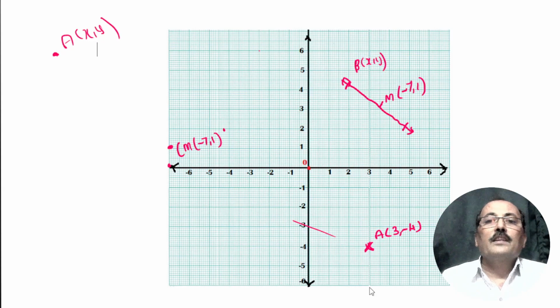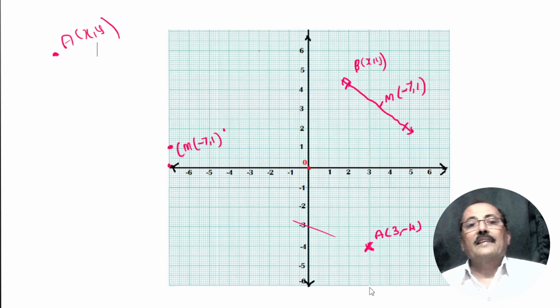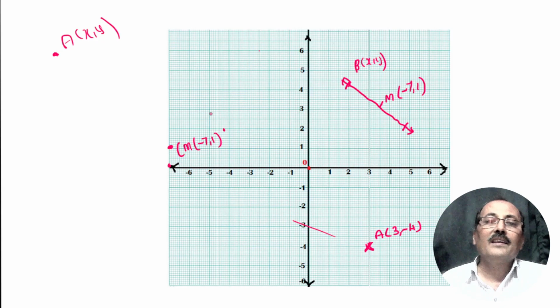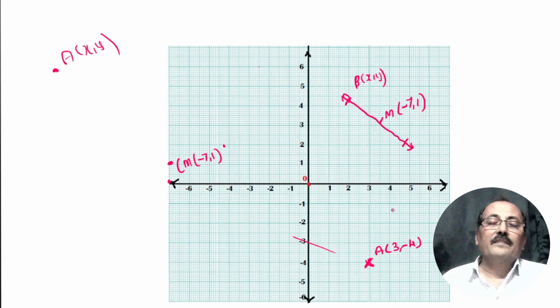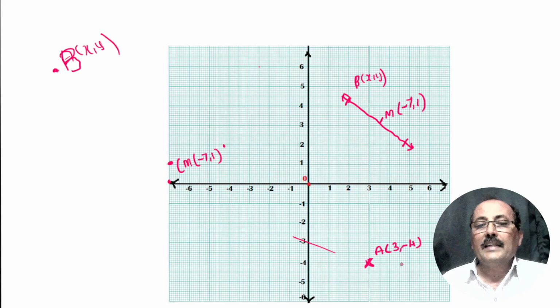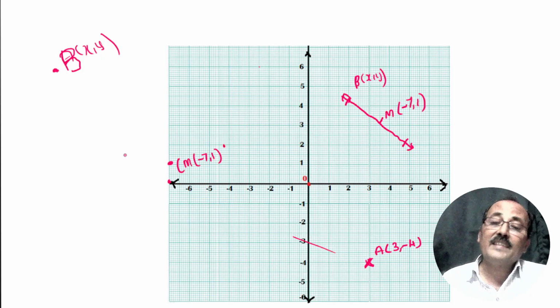If I want to explain this properly, I have to reduce the size of this one. Now you can see A is here and this one. Both, what is that, A and A? B is this point and this point is A. So B is (x, y) and A is (3, -4).